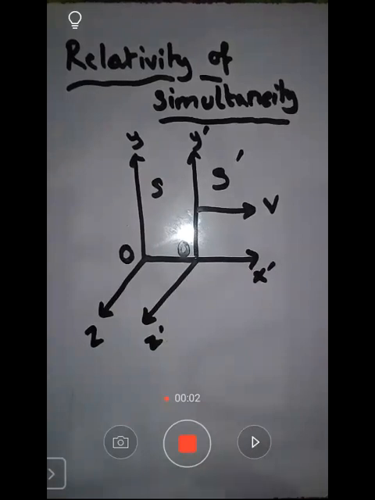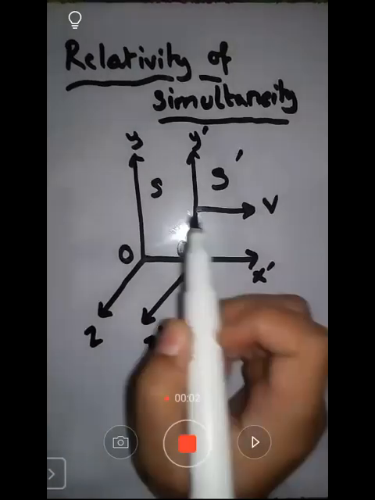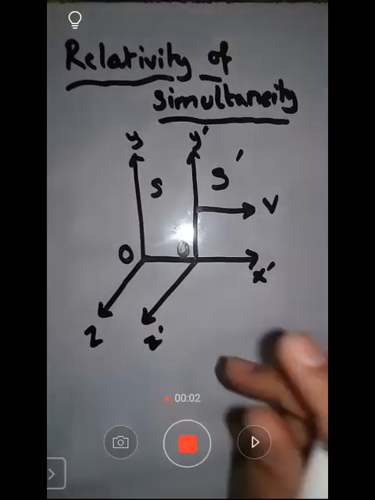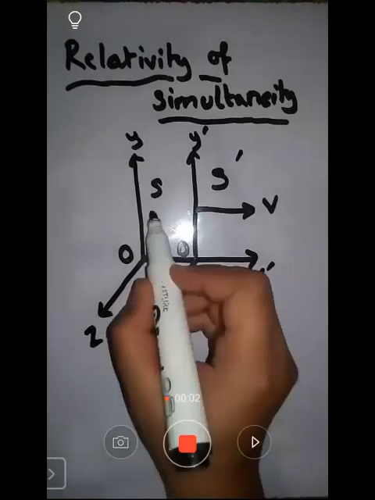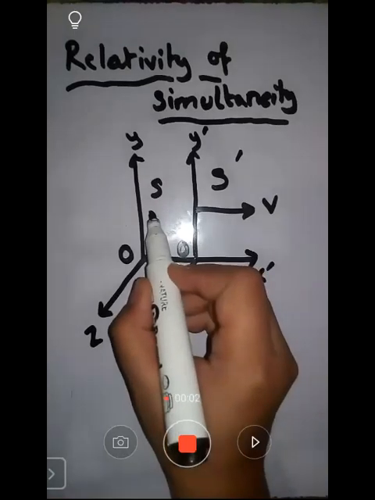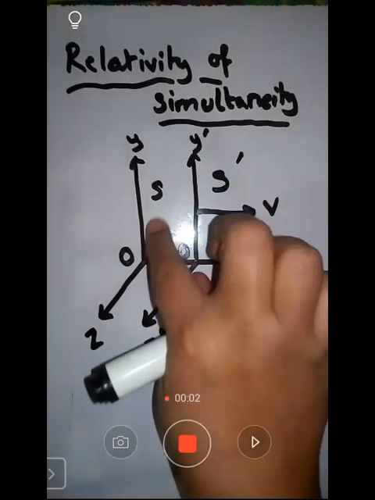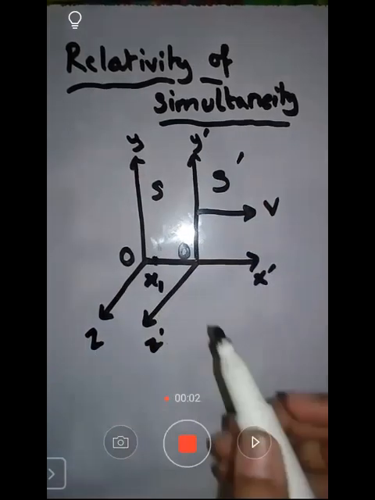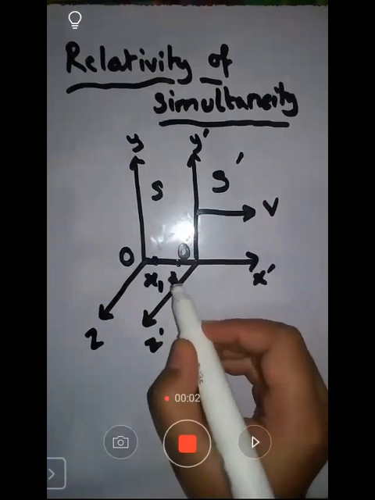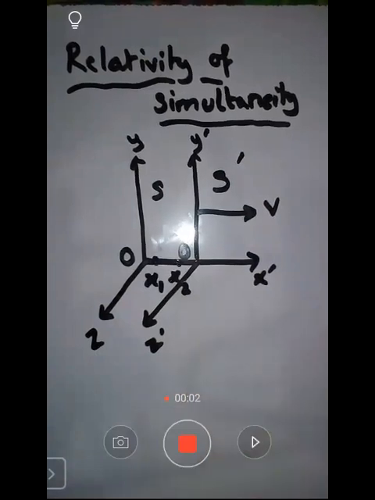We consider two events, they are occurring at the same time, and we consider these two events are occurring in S frame of reference. When they are occurring in S frame of reference, we mark the position of these two events. Consider this x1 and x2. These are the two positions at which these two events are taking place.